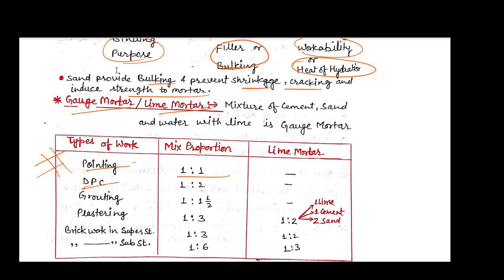For DPC, that is damp proof course, the mix proportion is 1:2. For grouting, which is done in the slab work, the proportion is 1:1/2. For plastering work, it is 1:3. For brickwork in the superstructure, meaning the work above ground level, the ratio is 1:3, and for the substructure it is 1:6. Also the lime mortar ratios are given here: 1:2, 1:2, 1:3. So lime mortar is only used in plastering, brickwork of the superstructure and substructure only.